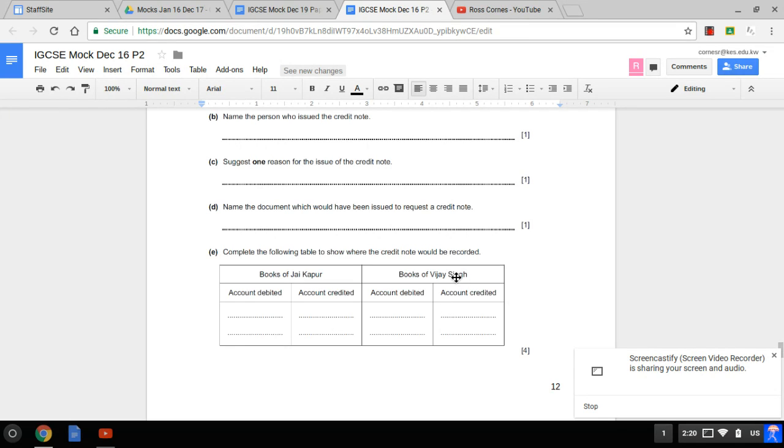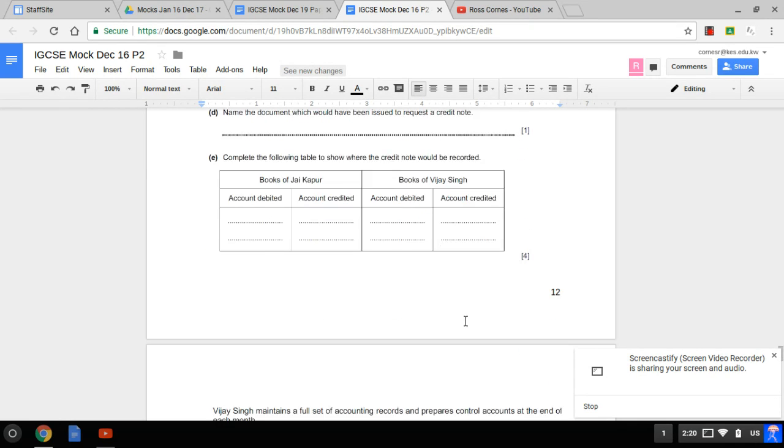But for Vijay Singh, he would debit J Kapoor's account because he's reducing the amount of liability that he owes to J Kapoor, and for him it would be the purchase returns, which is on the credit side, the opposite side to purchases. So if you know your purchases are debit, you credit purchase returns, because you've actually sent the goods out.